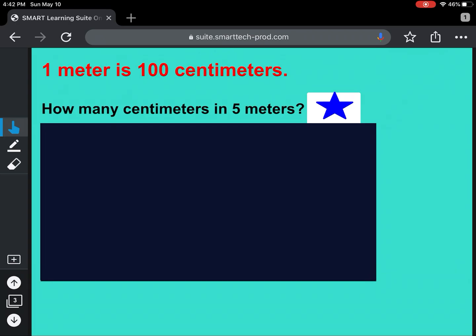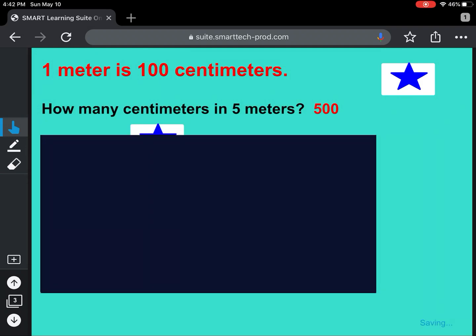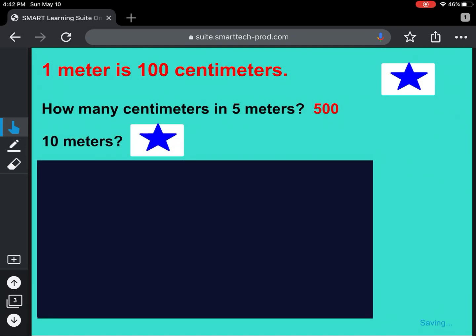If 1 meter is 100 centimeters, 5 meters is, you should have said 500 centimeters. You just had to take your number of meters and multiply it by 100. If 1 meter is 100 centimeters, 5 meters is 500 centimeters. 10 meters is how many centimeters? Write that one on your paper. You should have said 10 meters is the same as 1,000 centimeters.